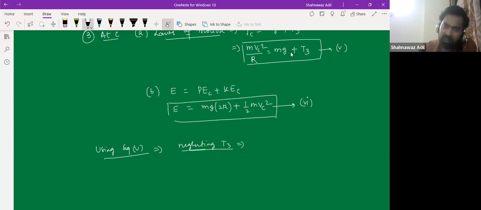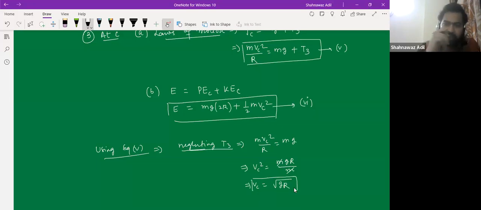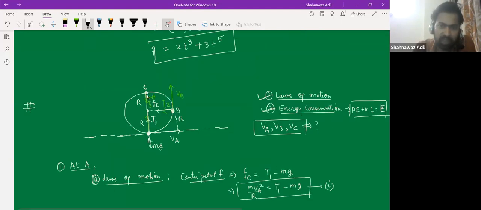So neglecting T3, what would be this thing? mvc square by r, that is mg. So what do we have? vc square by r is mg, r by m. So vc square is simply gr. So this is vc. So the speed at this point would simply be root gr. Right, so this is the idea of vertical circle.